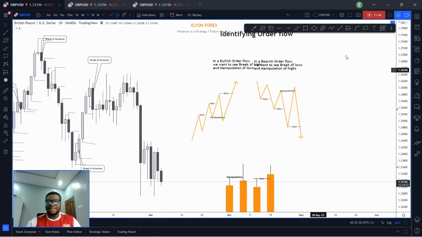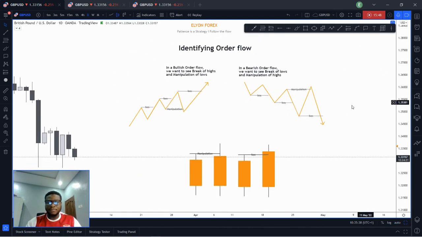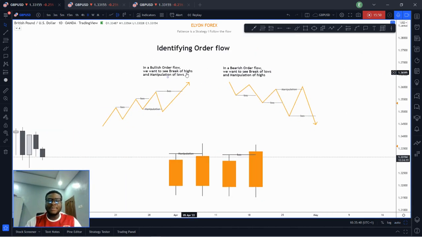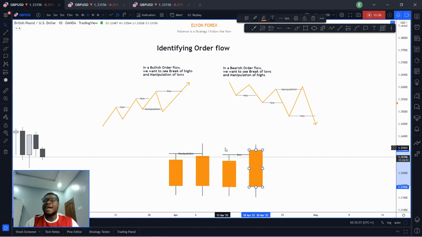So always remember that in a bullish order flow, we want to see break of highs and manipulation of lows. And how do we differentiate between a manipulation and a break of structure? In a break of structure, we want to see the daily candle's body close above the wick of the previous day. That is what I regard as a break of structure.